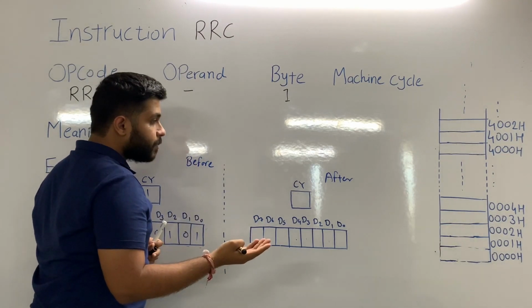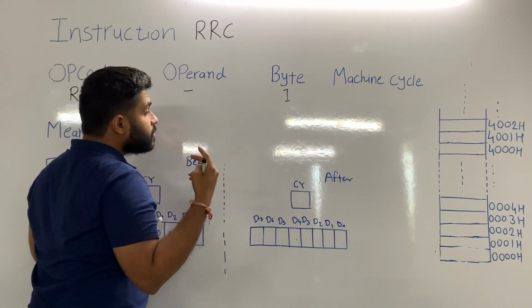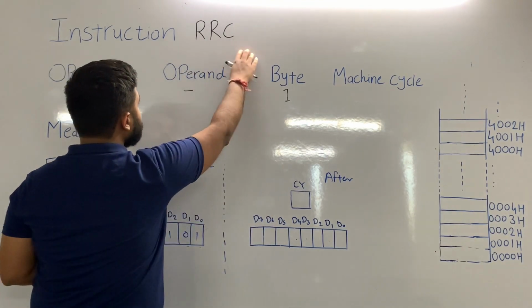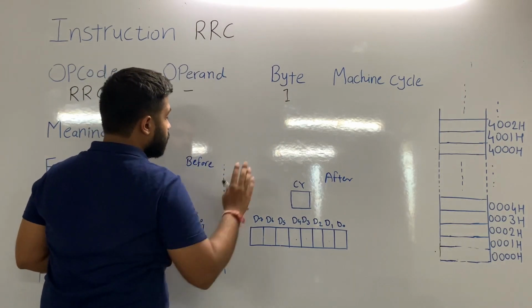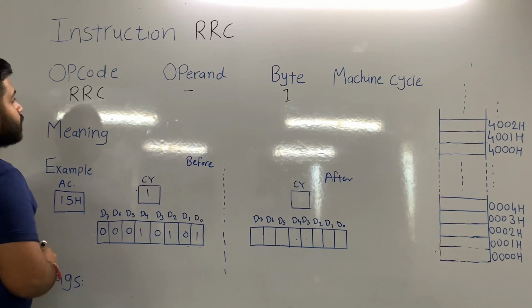When 8-bit data is present, that instruction will be considered as 2 byte. And if 16-bit data is present, it will be considered as 3 byte. Right now, no data means 1 byte. Machine cycle, we are going to see. Before that, let's see the meaning of the instruction.